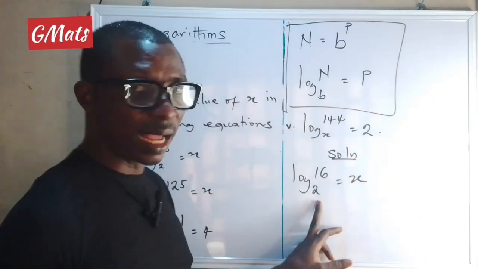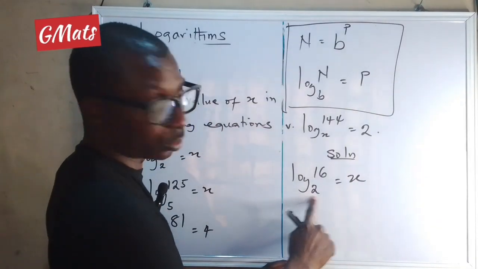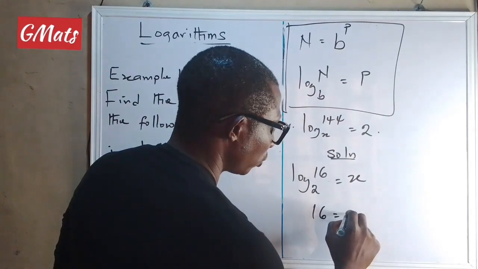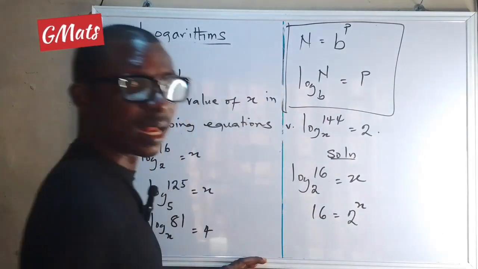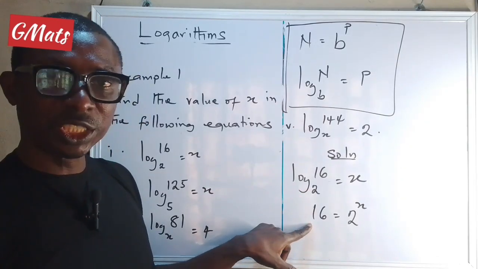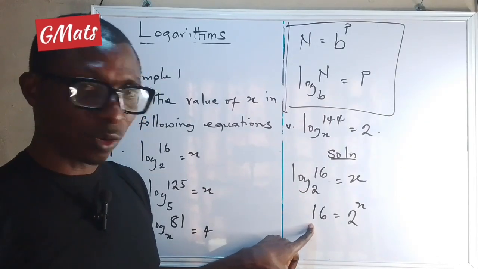Alright, so we are going to do that here. So the base we have here is 2, so it moves here. So we have 16 equals 2 raised to the power of x. Hope you get that. So we have changed the logarithmic equation to an indicial equation. So we can now solve it.